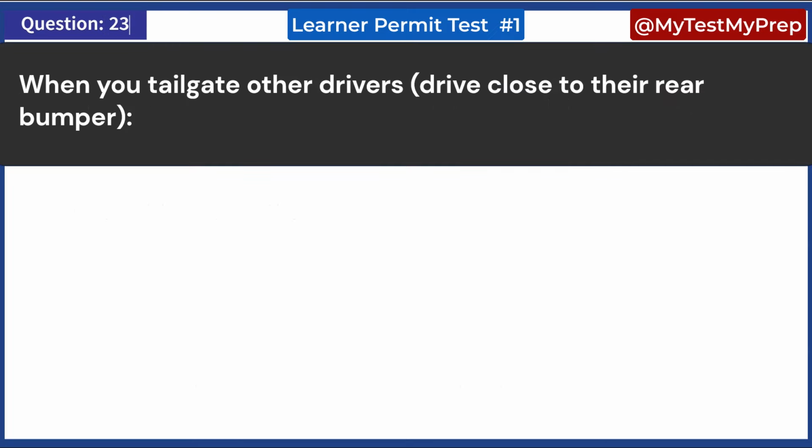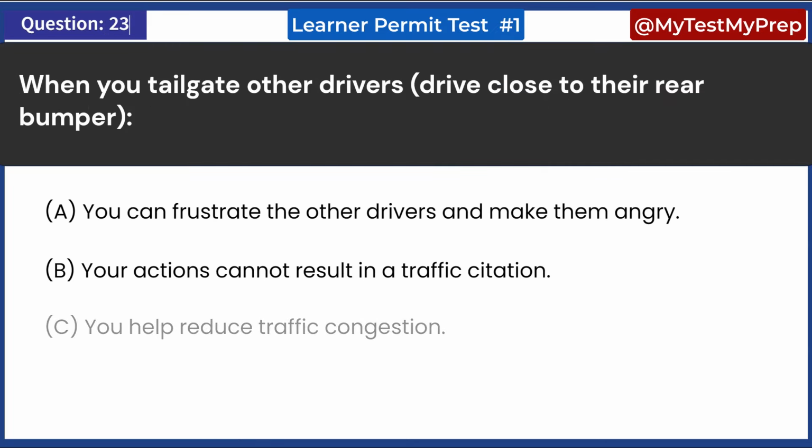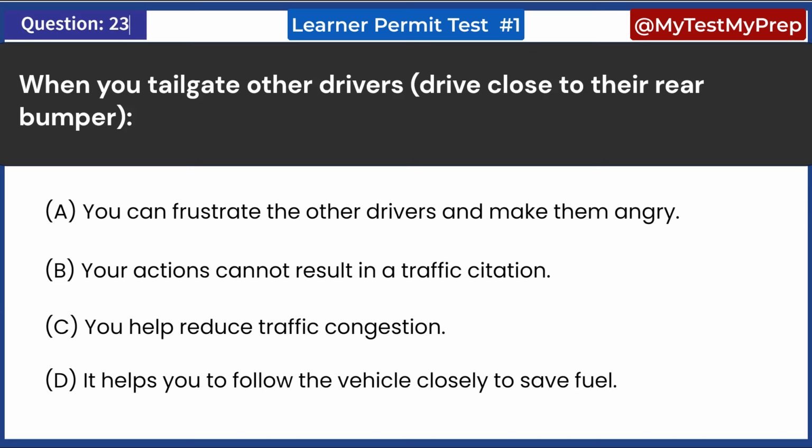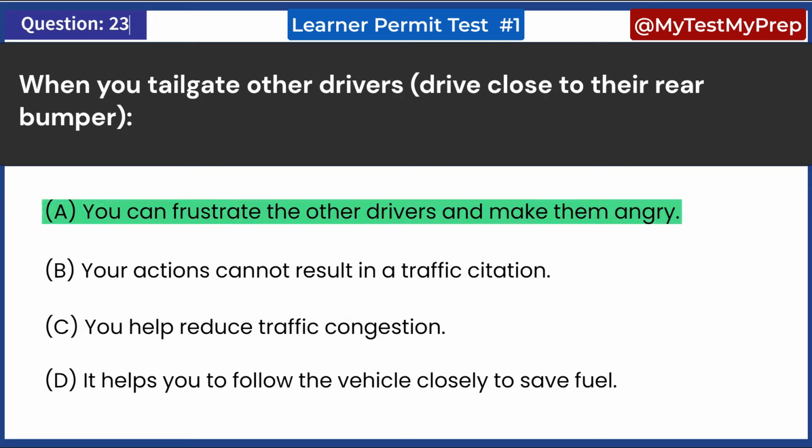When you tailgate other drivers, driving close to their rear bumper: A. You can frustrate the other drivers and make them angry. B. Your actions cannot result in a traffic citation. C. You help reduce traffic congestion. D. It helps you to follow the vehicle closely to save fuel. Answer: A. You can frustrate the other drivers and make them angry.